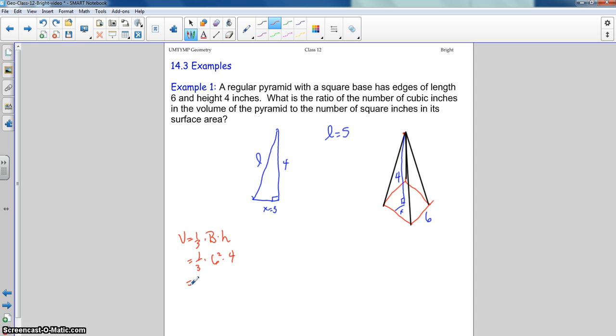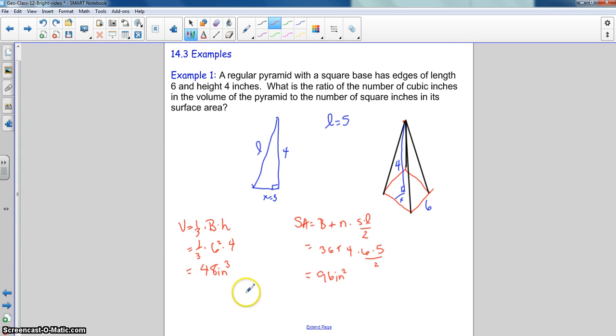And so this is going to be 48 when I do the computation, so 48 inches cubed. And surface area is going to be area of the base plus the number of sides times the side length times slant height over 2. So area of the base, that's going to be 36, plus n here is 4, side length is 6, times slant height, which we said was 5, all of this over 2, and doing this out, I got 96 inches squared.